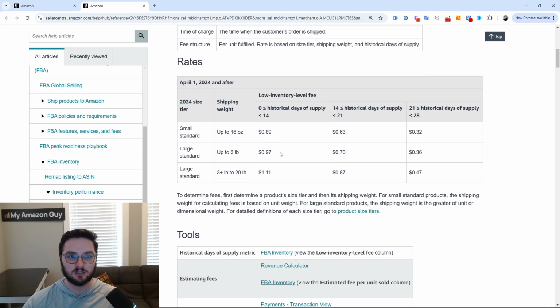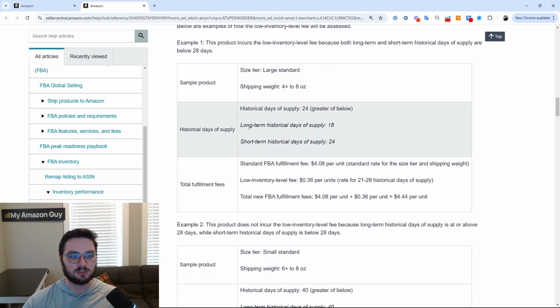Again, if we look up here, we can see between 21 and 28, they would be getting somewhere between 32 cents to 47 cents. However, you can see that they are large standard over that 3 pound threshold. So they are going to be getting charged 47 cents. Again, if we come on down here, you can see long-term historical days of supply. So that is over 90 days. Is how they calculate that, is 18, whereas short term is 24. The way they do this is based off of, again, that chart where you saw 90 days for a rolling 90 and 30 days from a rolling 30.